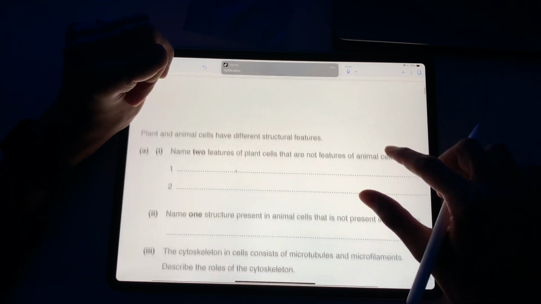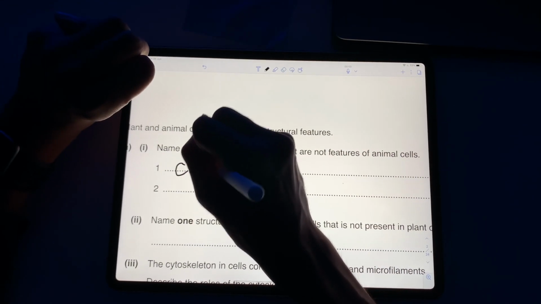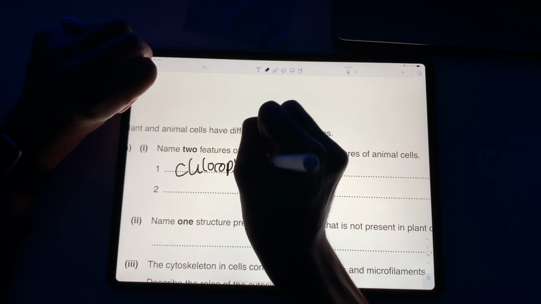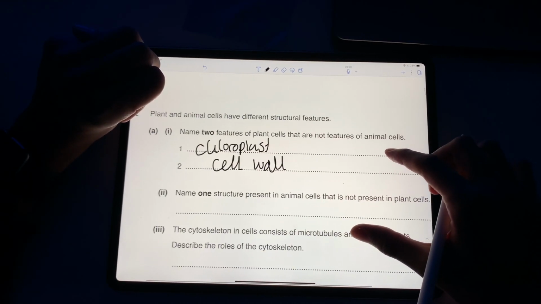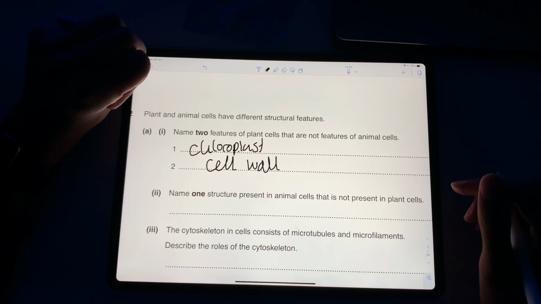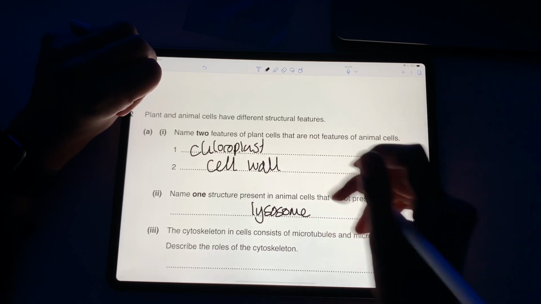Name two features of a plant cell that are not features of an animal cell. They contain chloroplasts, and they also have a cell wall. Name one structure present in animal cells, not present in plant cells. Oh no, I don't know this. Is it lysosome? Probably wrong, but I don't know.